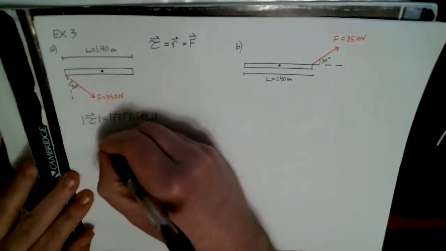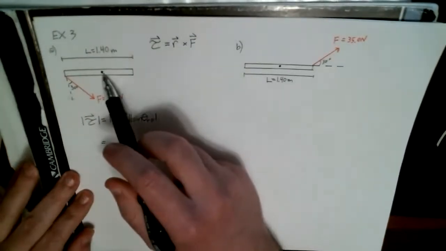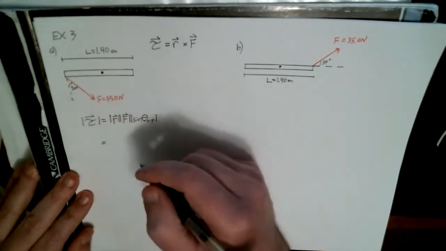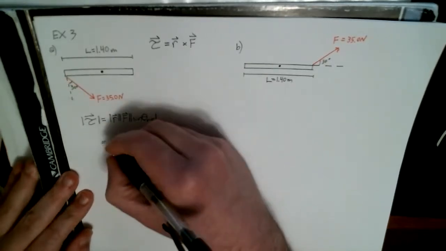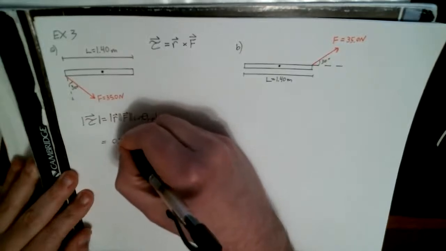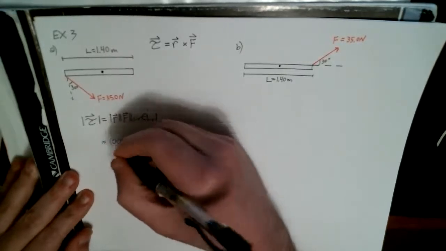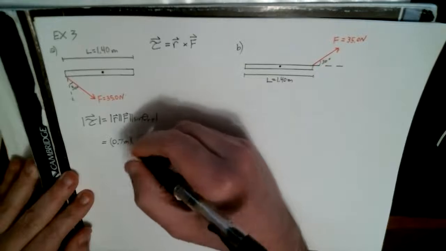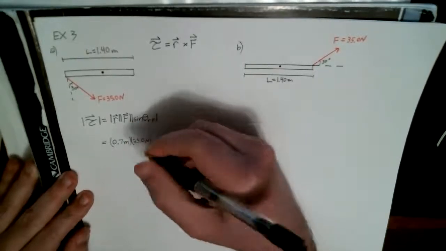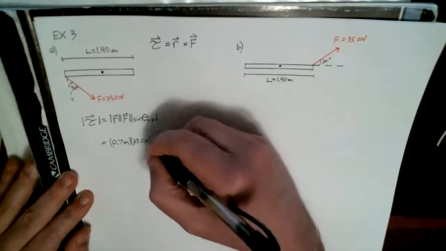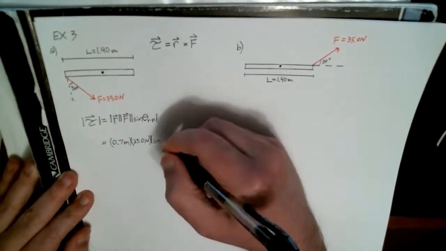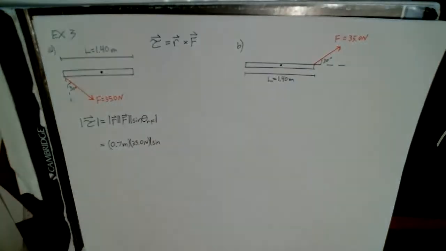In our case, our r vector points from the pivot in the middle to the left end where the force is applied. So we have a magnitude of half the length of the rod, 0.7 meters. We multiply that by the magnitude of our force, 35 newtons. And then we multiply by the absolute value of the sine of the angle between the two vectors.